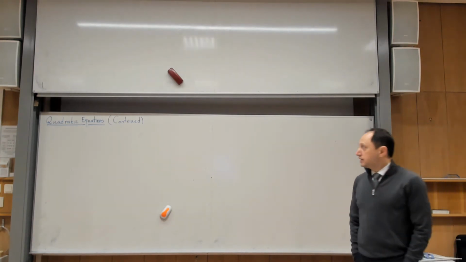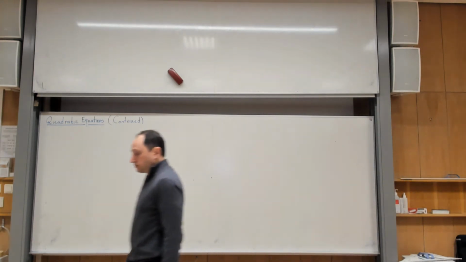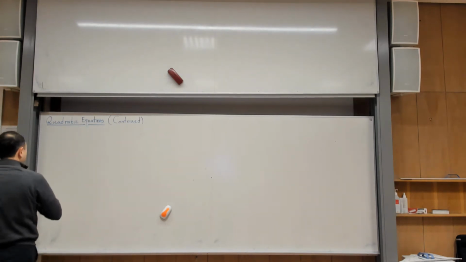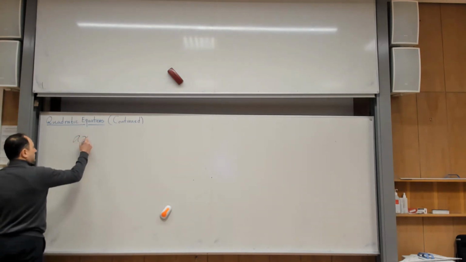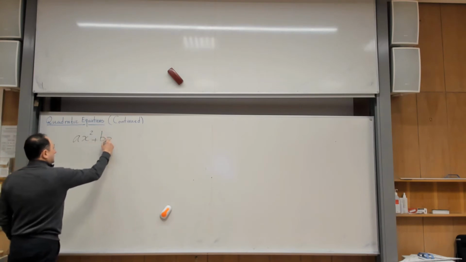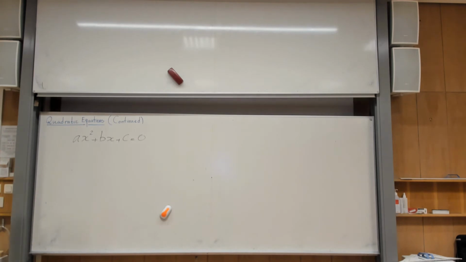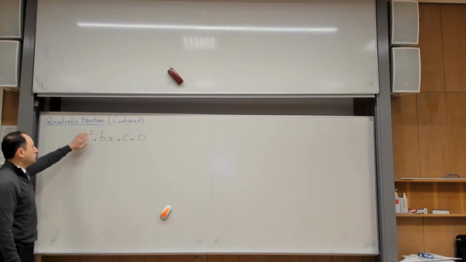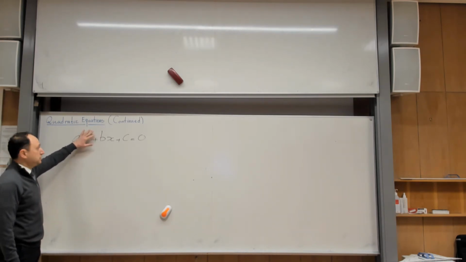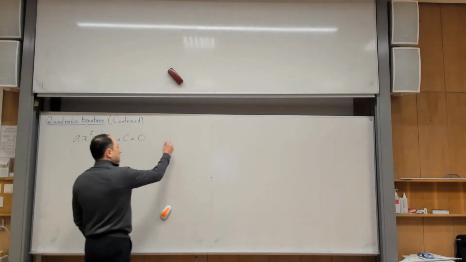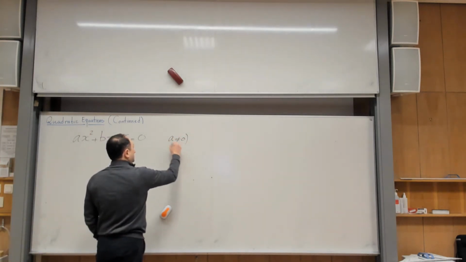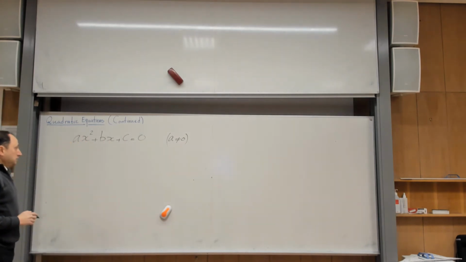So, we started talking about quadratic equations. I told you quadratic equations are equations of this form: ax squared plus bx plus c equals 0. A, b, and c are real constants. They are real numbers. But of course, a isn't 0, because if a is 0, we go back to the first degree equation we already know about. So we always assume that a is not 0.